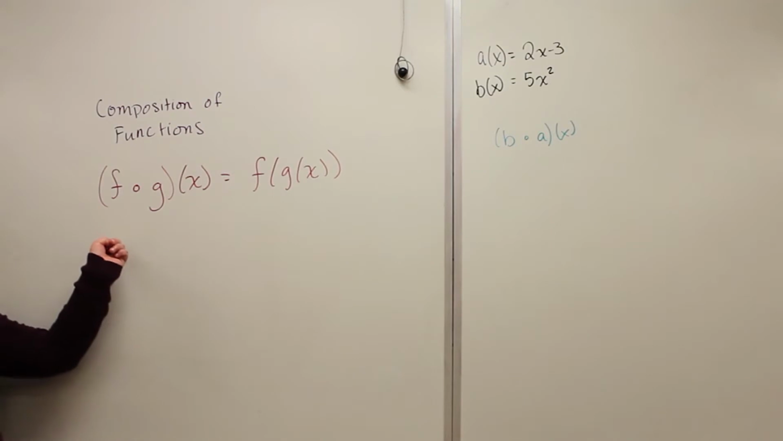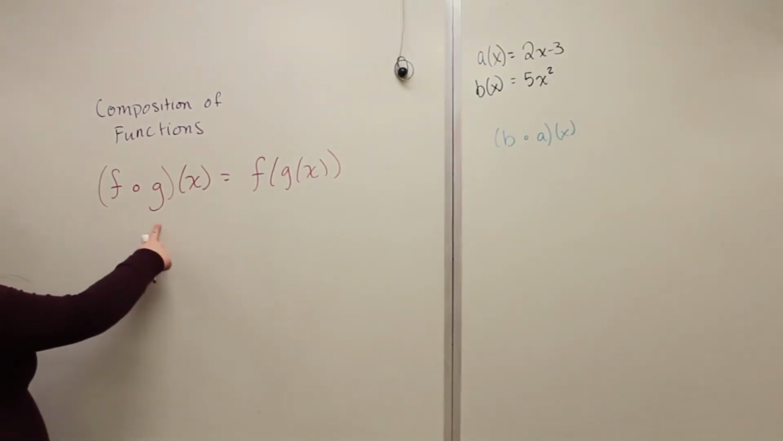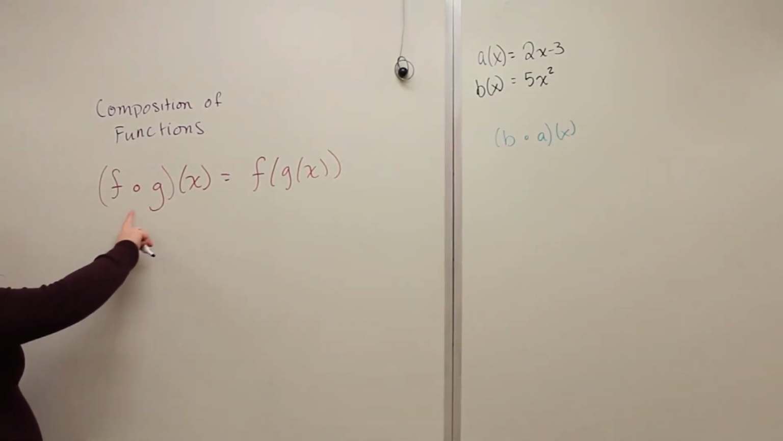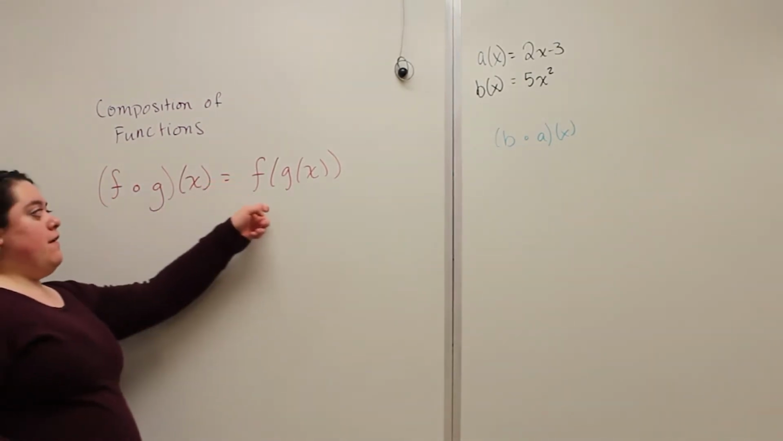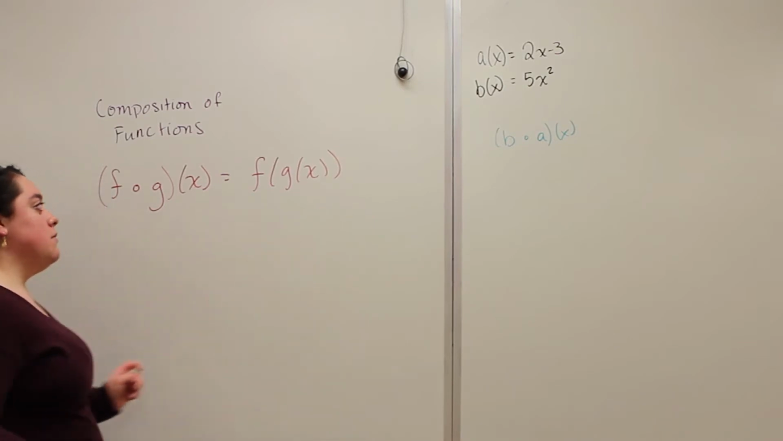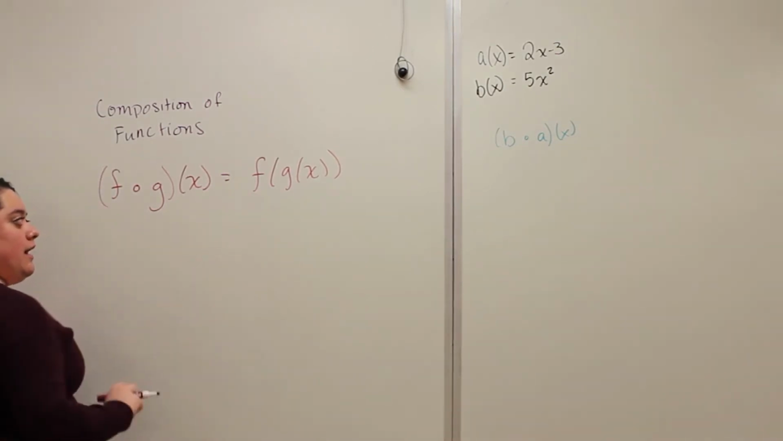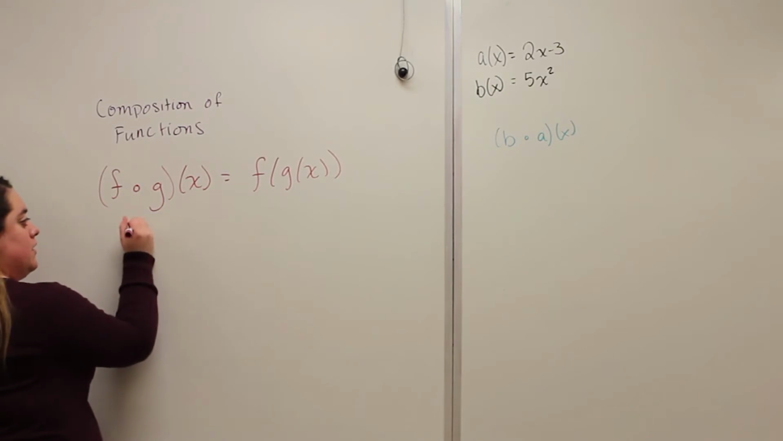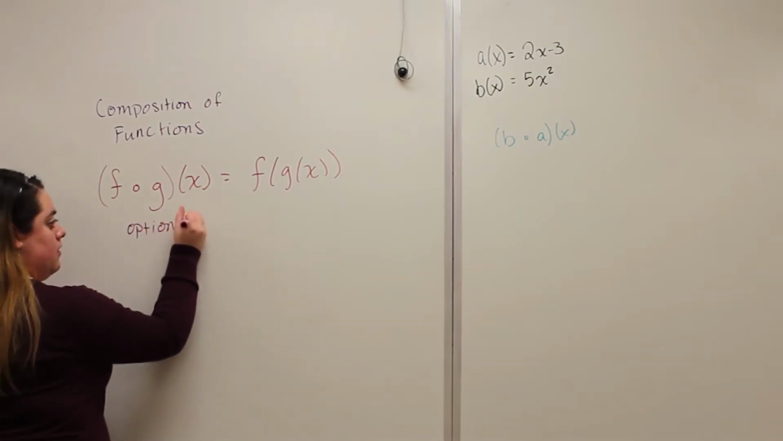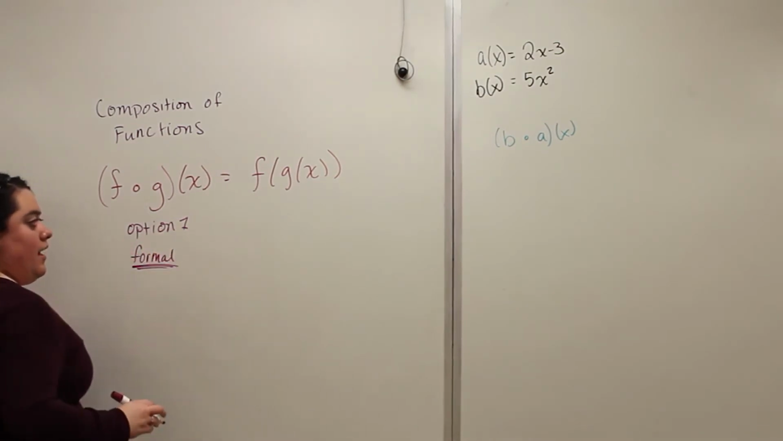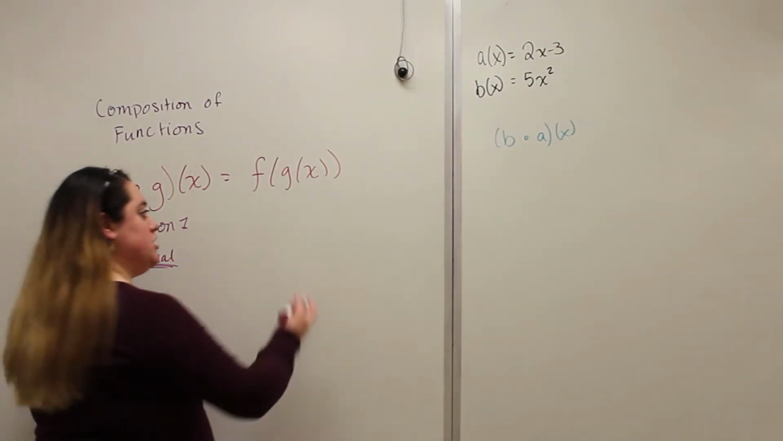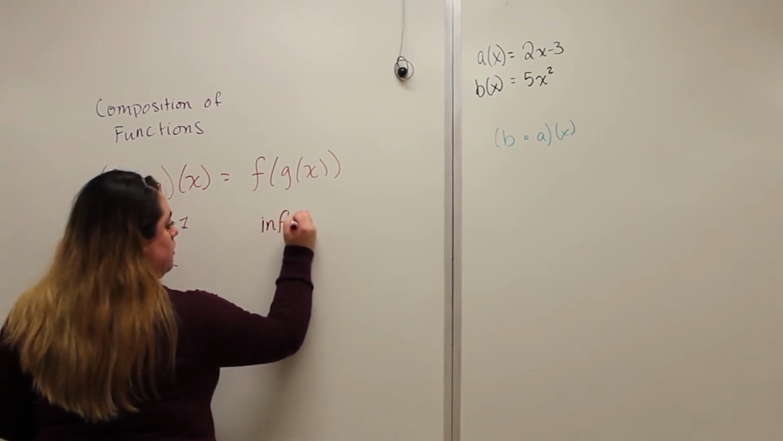The first is with the open circle. So f open circle g, which we read as f compose g. The other way it is written, which is probably how most people like to write this and use, is f of g of x. So these are interchangeable, okay? So you have option 1, this is the formal notation. And then you've got f of g of x over here, which is the informal notation.